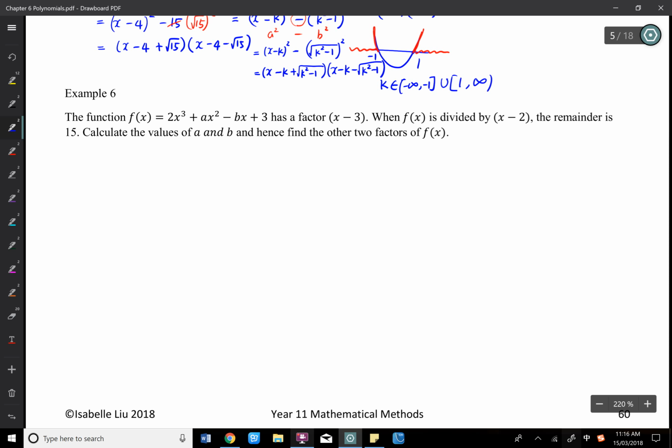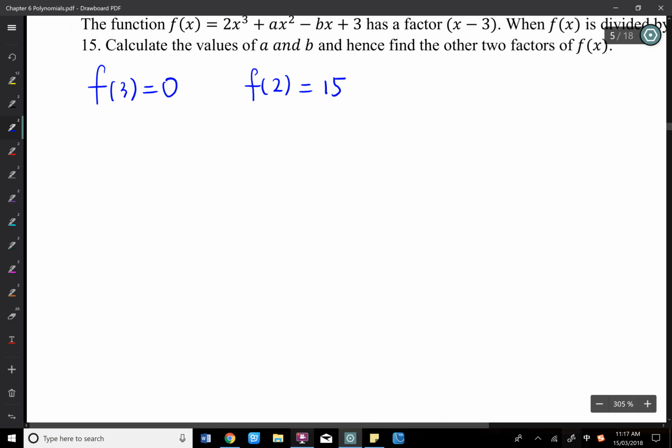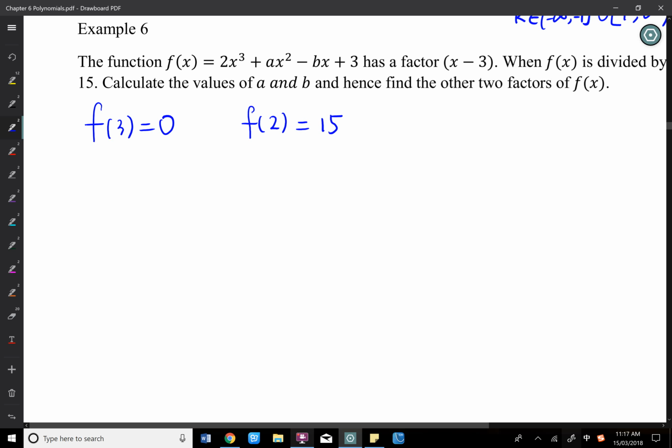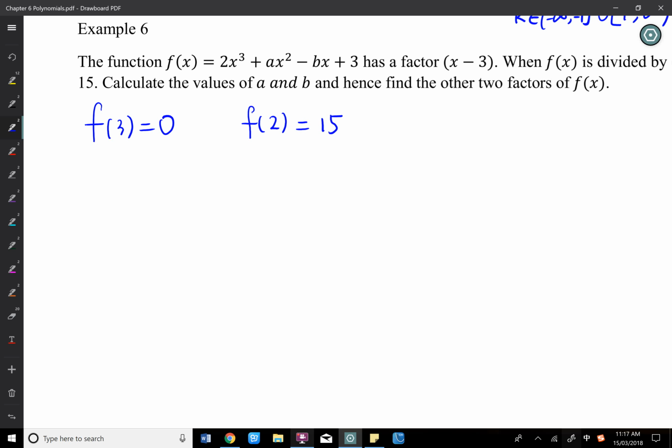So when it is a factor, what that tells us is f is divisible by x minus 3. I should have 0 remainder here. So by the factor theorem, f(3) equals 0. And also I will have f(2) equals 15 by the remainder theorem. So those are the two things we will have.